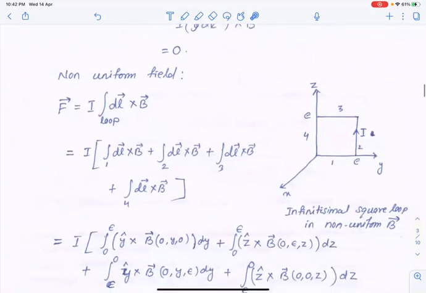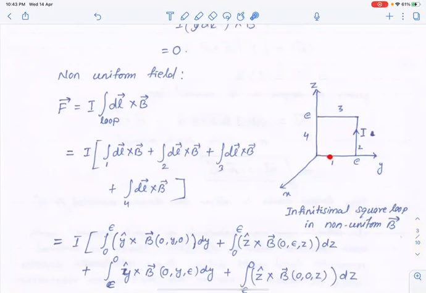So for simplicity, let's consider a square loop. Here is an example for you to see what happens for a non-uniform field. We have a square loop, with each side having length epsilon, and here is the origin. Now, as B is non-uniform, first you have to think what happens to B along this line, along this line, along this line, and along this line.